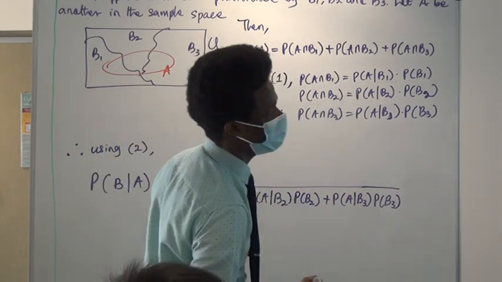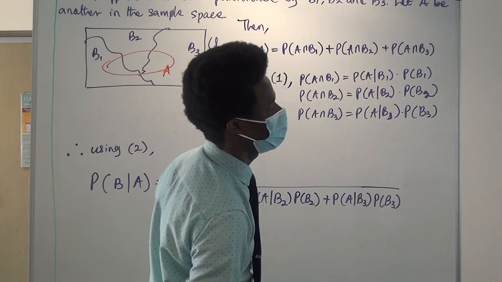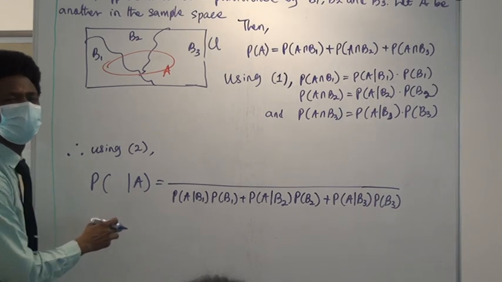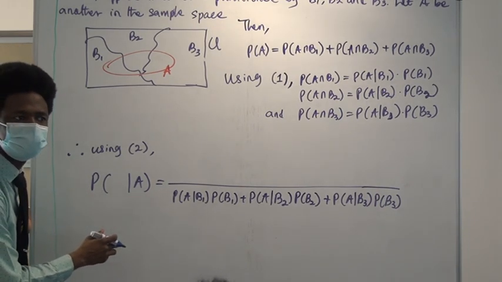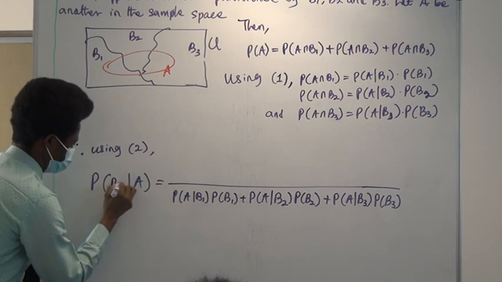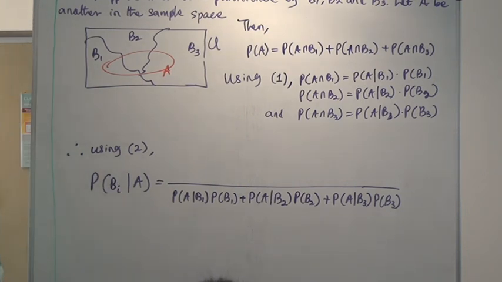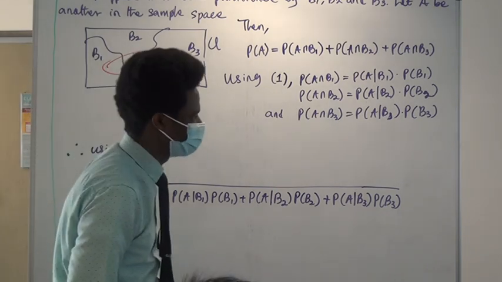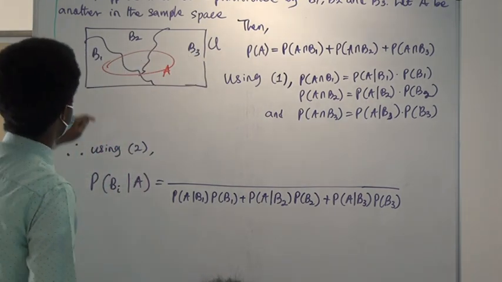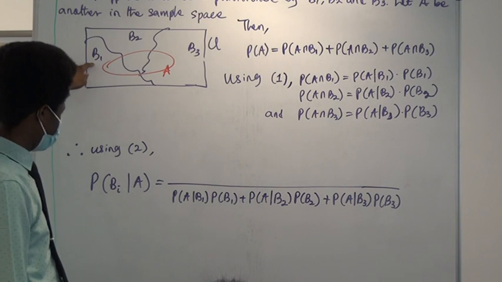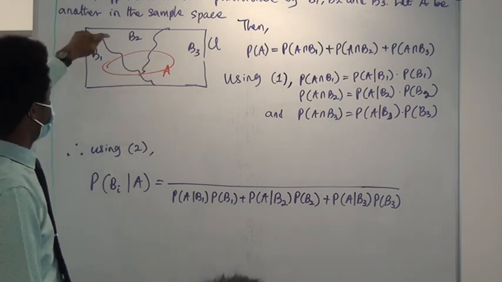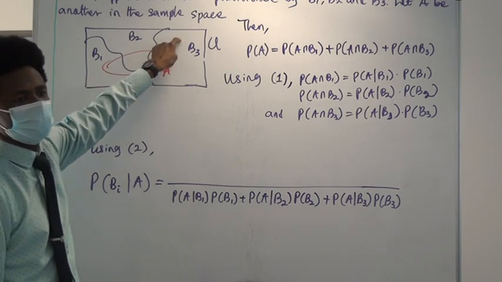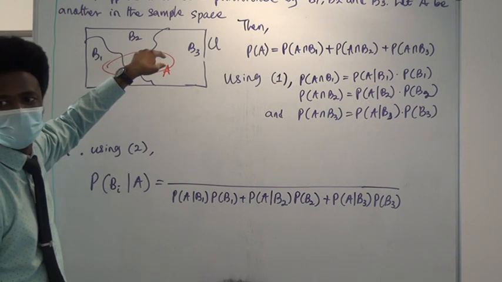Okay, and at the top is simply, oh no, see everyone, guys, when we say probability of B given A, which of the B's are we talking about? So we say B I, in the sense that it could be any of them. Are we trying to find the probability that this occurs, given that A had occurred? Are we trying to find the probability that this had occurred, given that this had occurred? Are we trying to find the probability of B3, given that A had occurred?